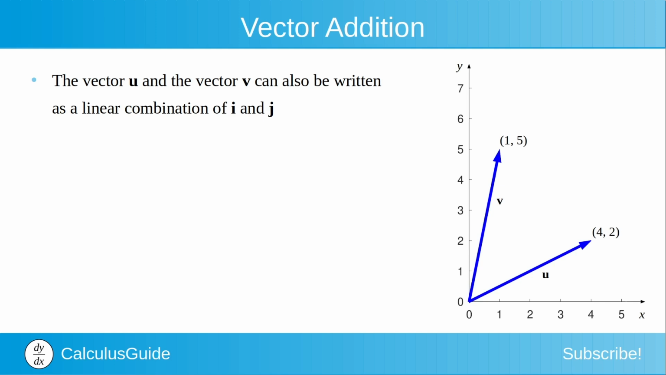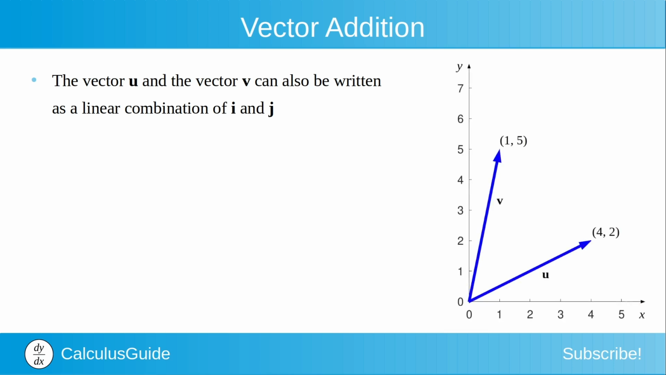The vector u and the vector v can also be written as a linear combination of the vectors i and j. i and j are standard unit vectors. The standard unit vector i is a horizontal vector with length equal to 1, and the standard unit vector j is a vertical vector with length equal to 1.